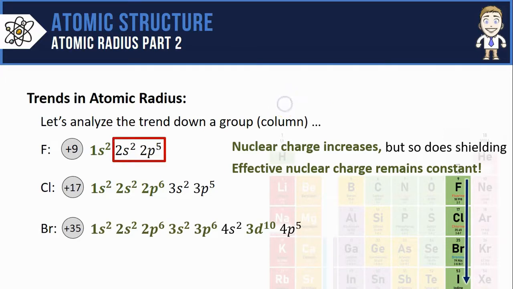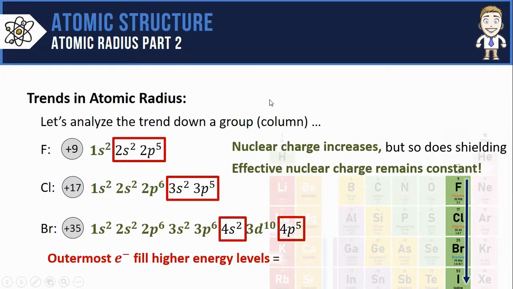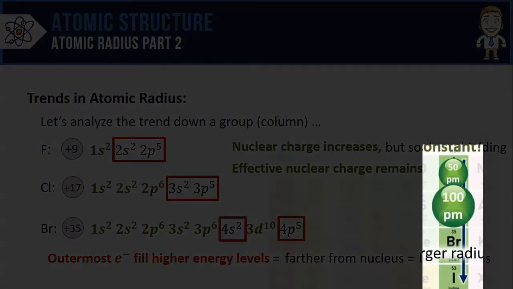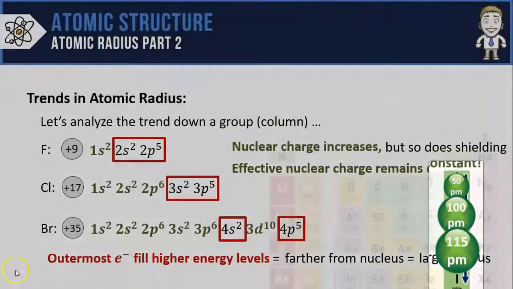All you have to do is look at where the outermost electrons are. I've got them highlighted in red. For fluorine, the valence electrons are in the second energy level, third in chlorine, fourth in bromine. So the outermost electrons, as you move down a column, they're simply filling higher energy levels. What's the difference between those? Well, as you go to higher energy levels, you are farther from the nucleus. That's the difference between a fourth energy level and a third and a second. They just get bigger. And if the atoms are in higher energy levels that are farther from the nucleus, that of course is going to lead to larger radii as you move down. We can see that here with fluorine's 50 picometers up to chlorine's 100 and bromine's 115.